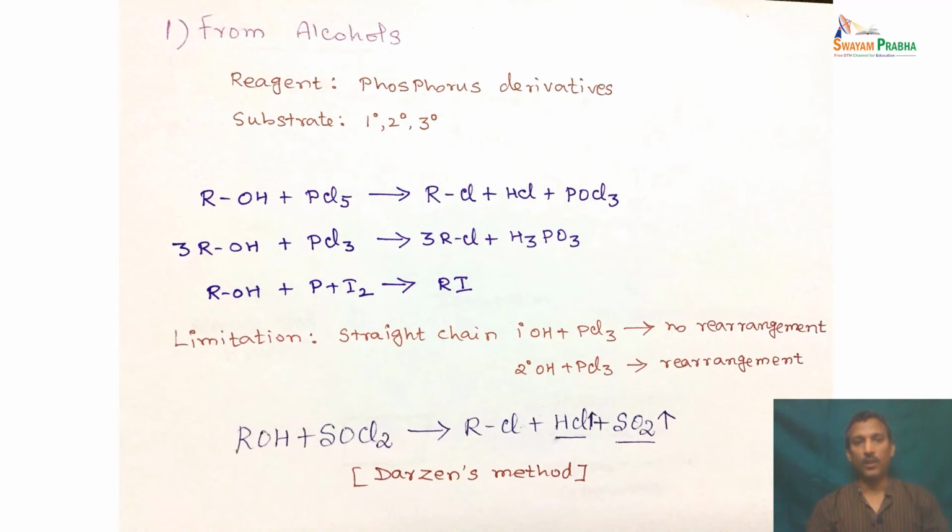Let us look at another method of preparation of alkyl halides from alcohols. In the previous one we saw HX and zinc chloride reacts with alcohols to produce the alkyl halides. In this particular one we will be looking at the phosphorus derivatives, mainly PCl5 and PCl3. These are the two reagents which can be used for the preparation of alkyl halides. So the substrates involved are primary, secondary and tertiary alcohols.